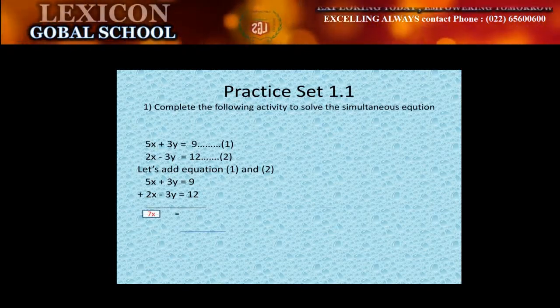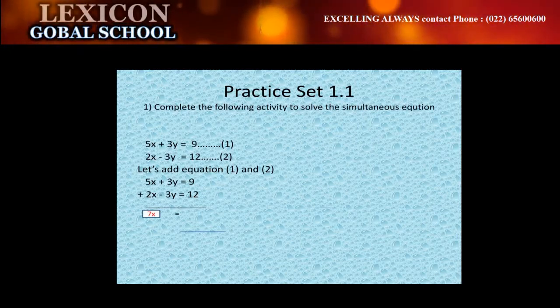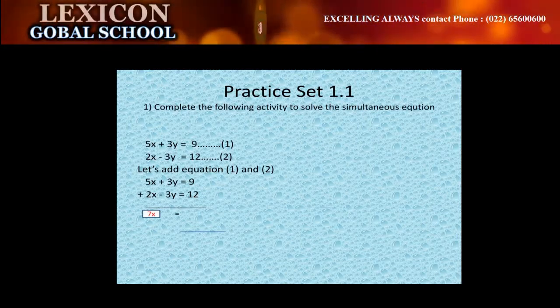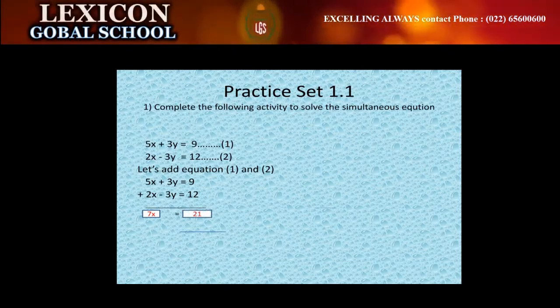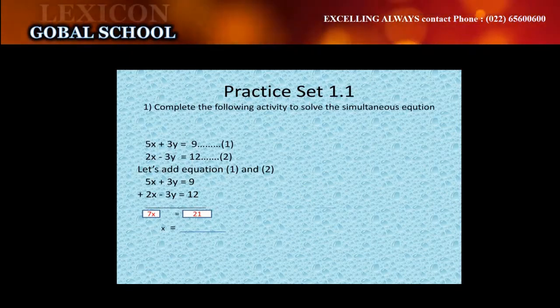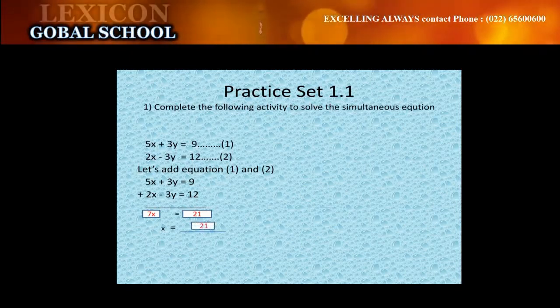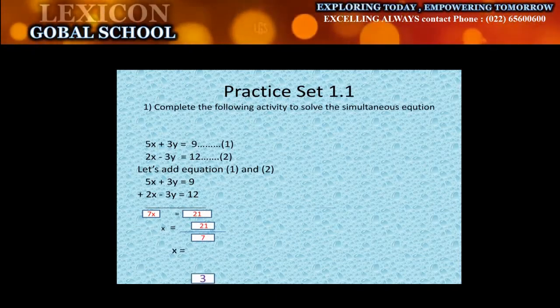Now students, this is the activity based question. This is already been printed. Only whatever box you are going to fill it out. So 5 plus 2 is equal to 7x. 3y minus 3y will get cancelled, and 9 plus 12 is equal to 21. So I have to find value of x. X is equal to 21 divided by 7. So my value of x is equal to 3.